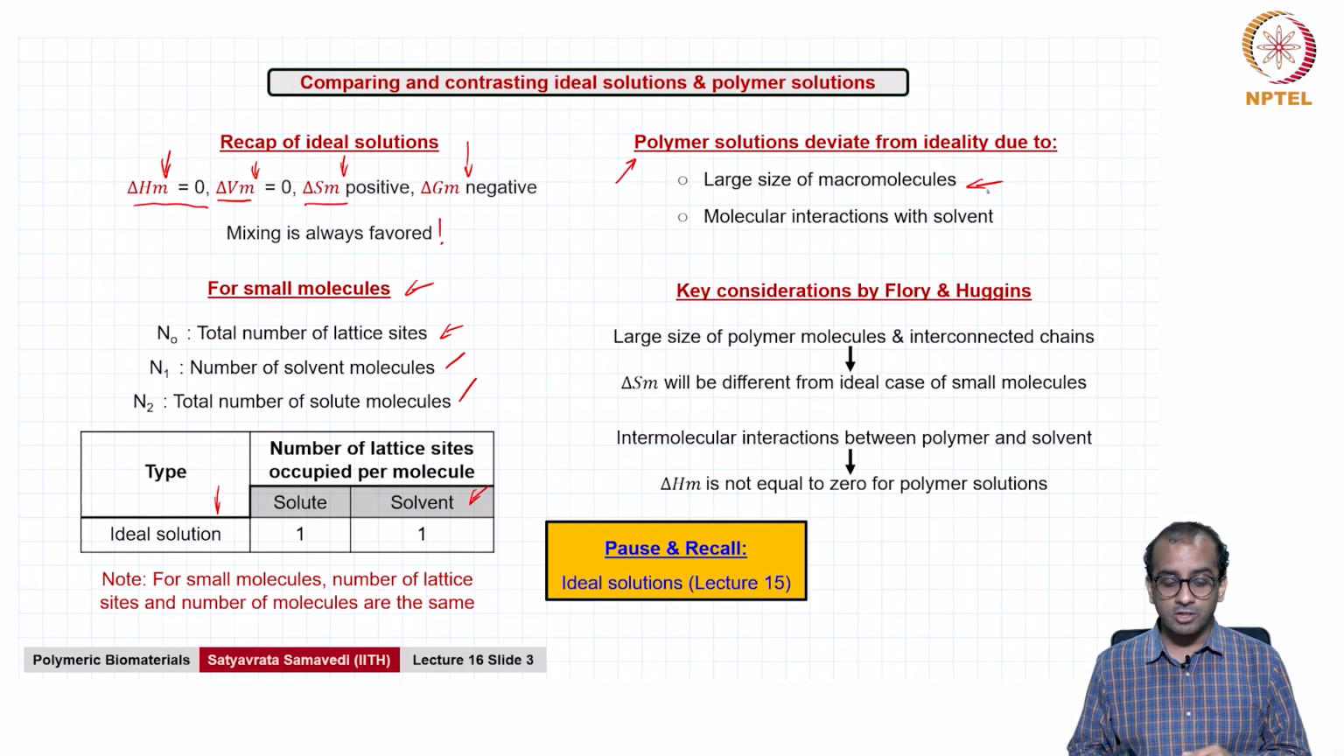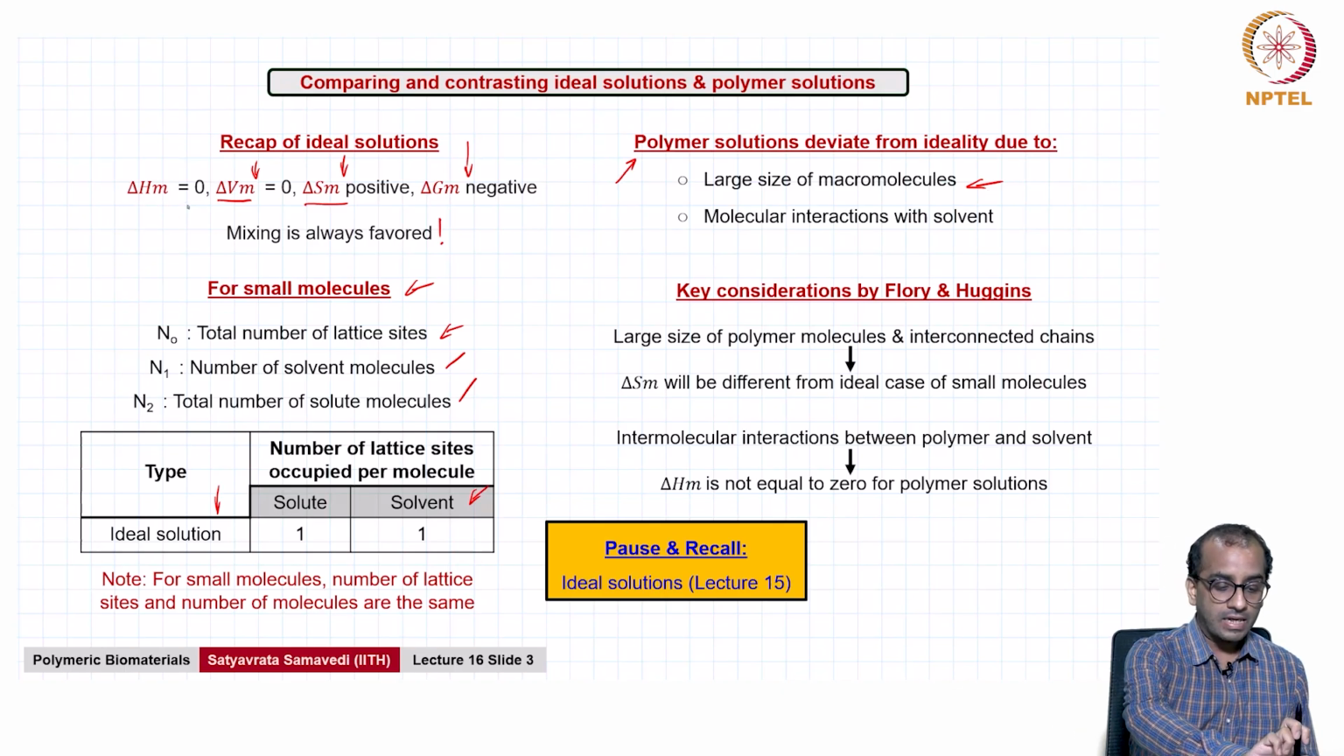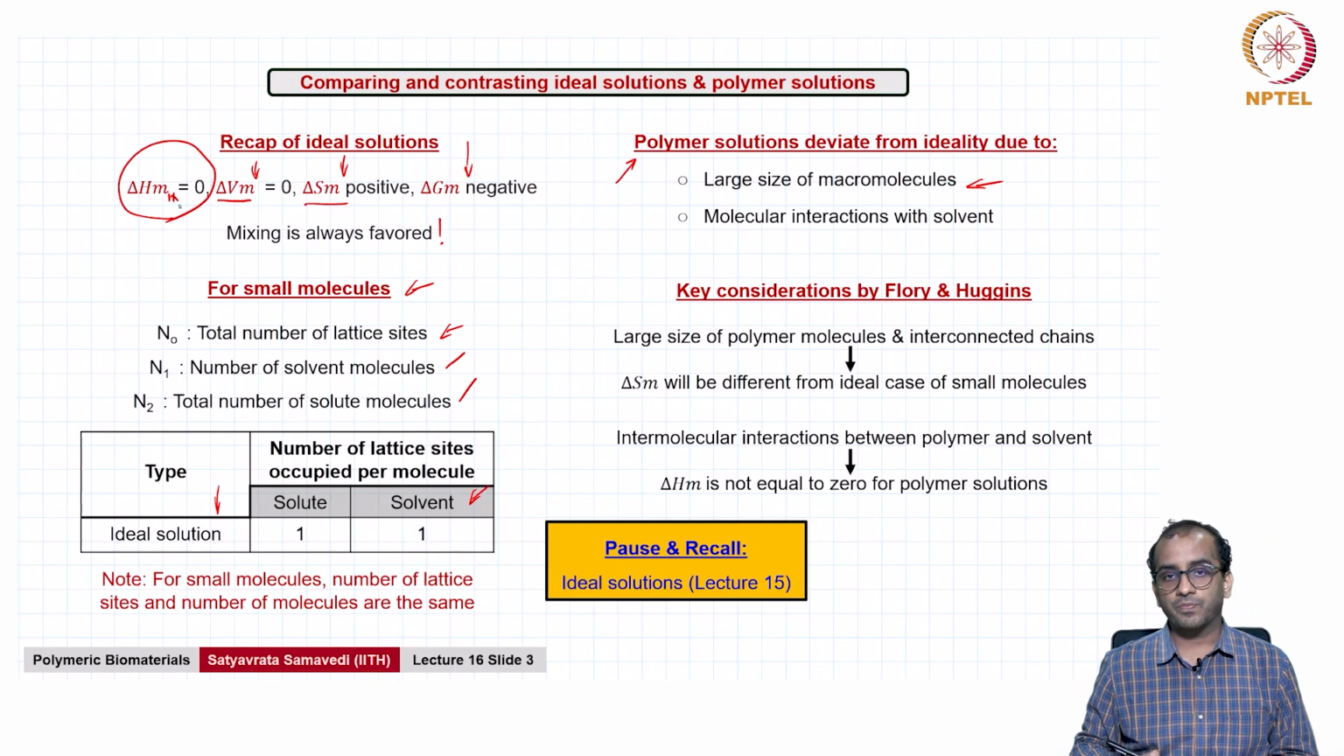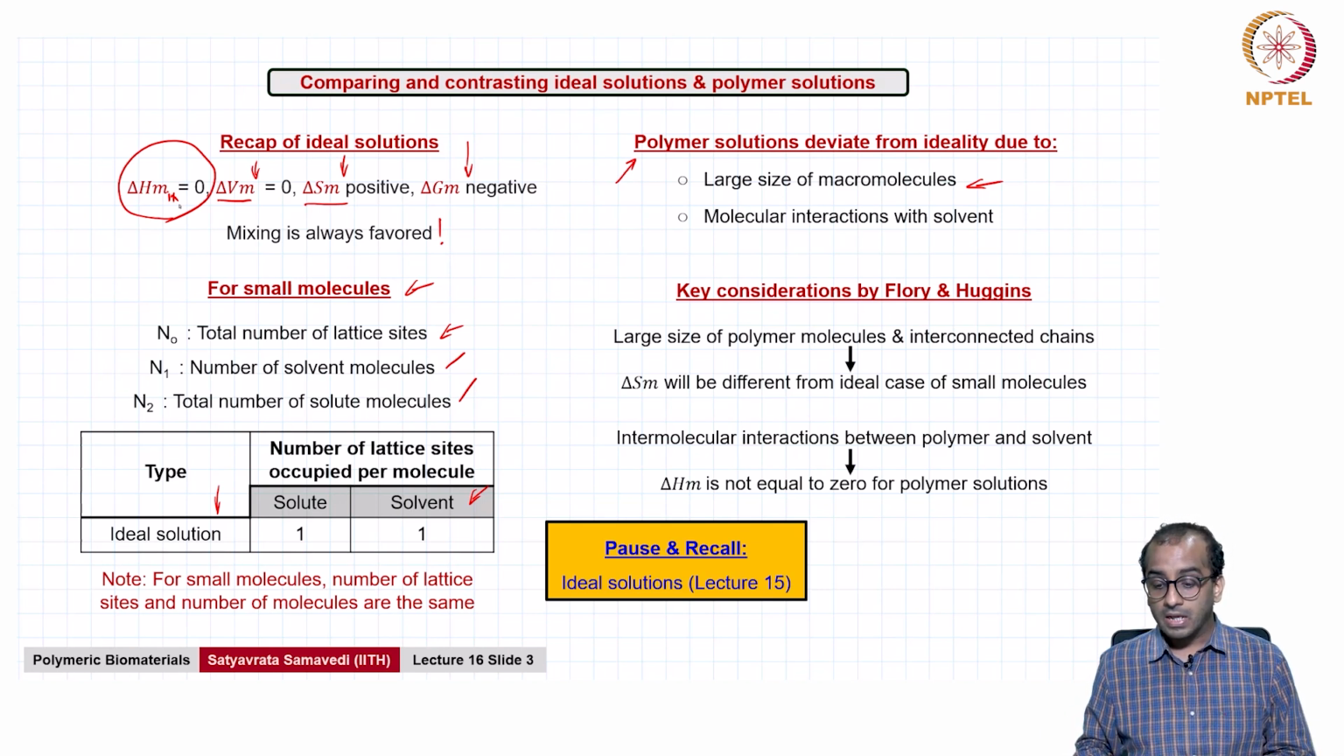The second thing that we saw there was delta H mix was 0 for the ideal case, where the interactions between 1, 1, 2, 2 are considered to be the same as interactions between 1 and 2, namely solute and solvent. That will not be true here, where the molecular interactions with solvent may be favorable or unfavorable depending on the system.